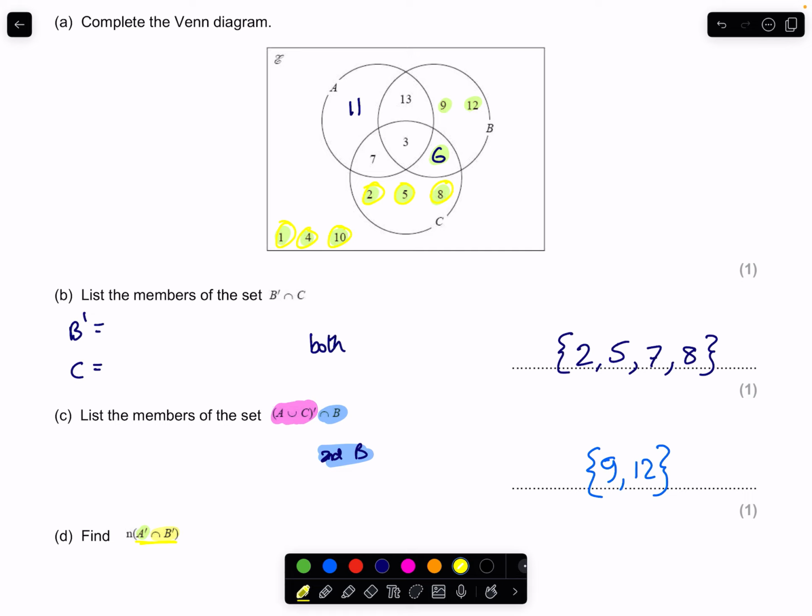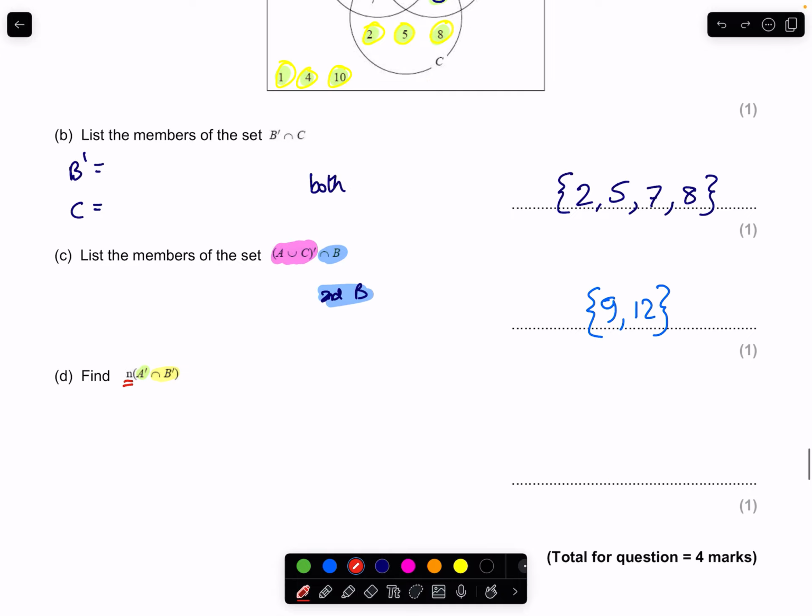But the question doesn't ask us to list them. The question asks us how many things are in that. And of all of these numbers, there are 6 of them that I've highlighted, making 6 our answer for that question. Done.